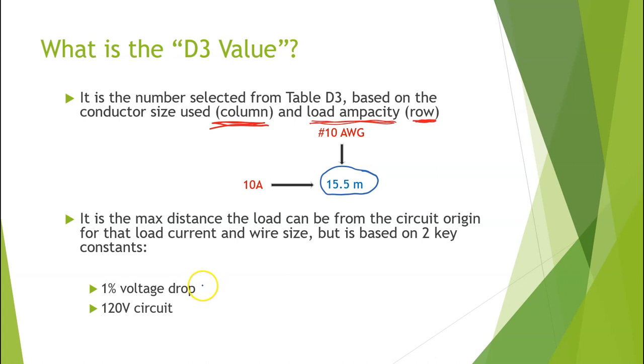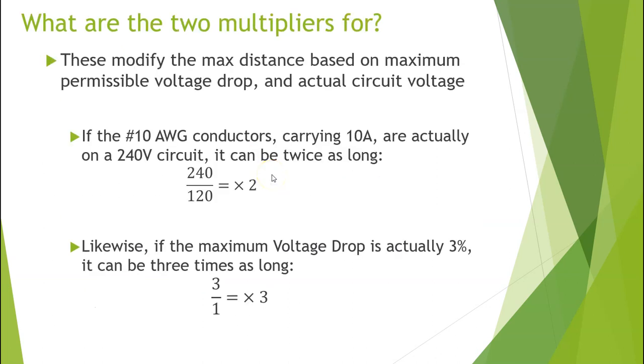The table is based upon a 1% voltage drop and a circuit voltage of 120 volts. So, as I mentioned already, we will need multipliers to adapt this to the specific circuit characteristics that we're dealing with. How do we modify this base D3 value? Well, it's going to be multiplied by some form of voltage multiplier, and also the amount of permissible voltage drop that we are actually allowed.